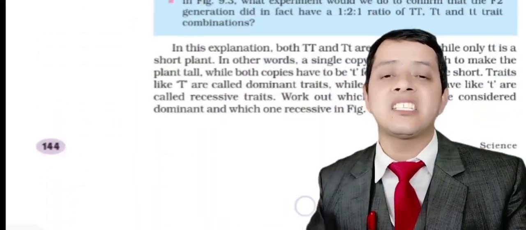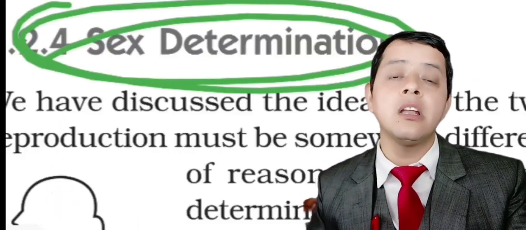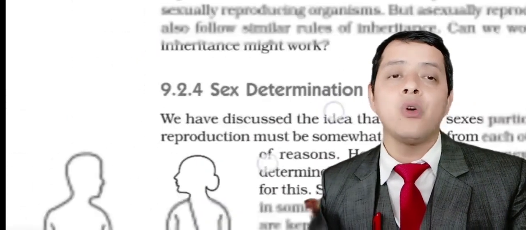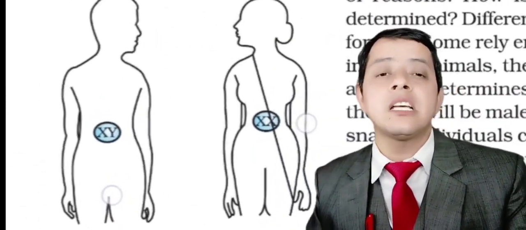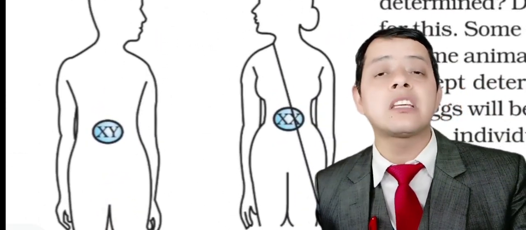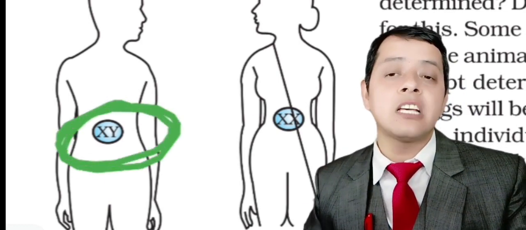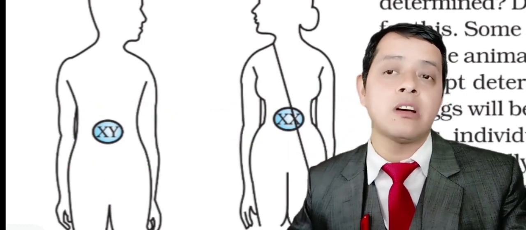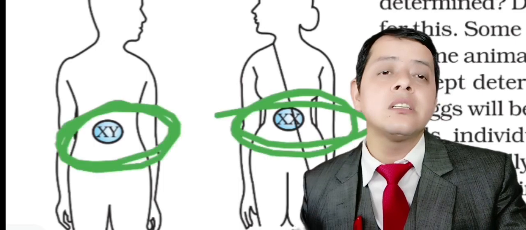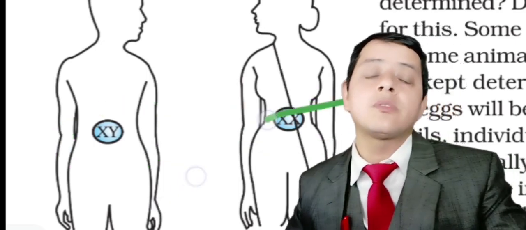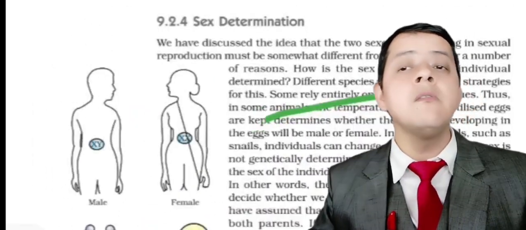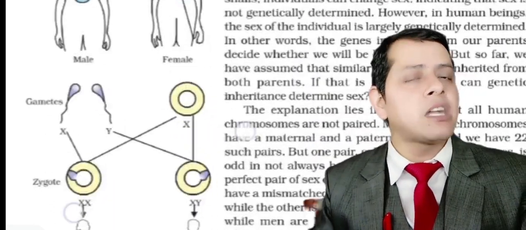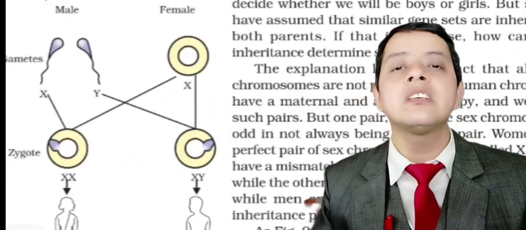Now sex determination. You know what sex determination is? We can identify male or female. How do we identify male or female? Based on sex determination, that is chromosomes. Father contains XY chromosomes, whereas mother contains XX chromosomes. That's why we get two types of gametes in the father, whereas in the mother there is only one type of gamete, and that is what is called sex determination.